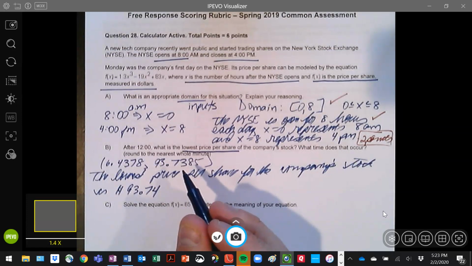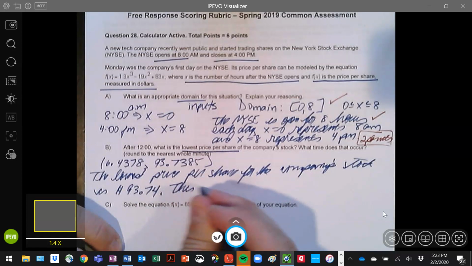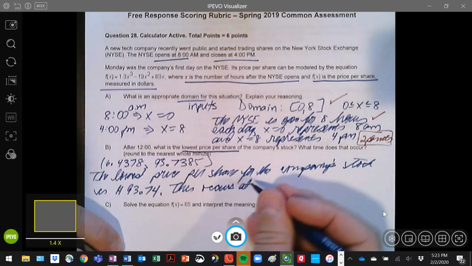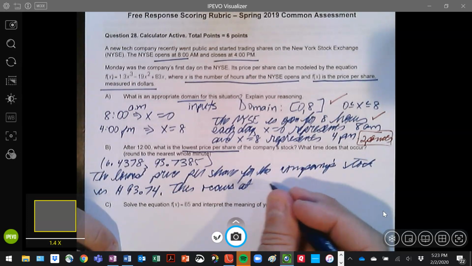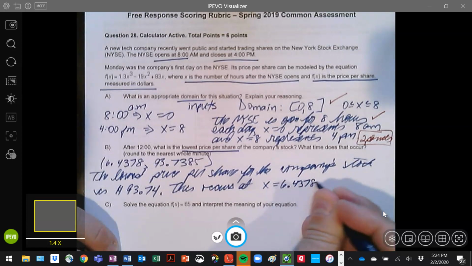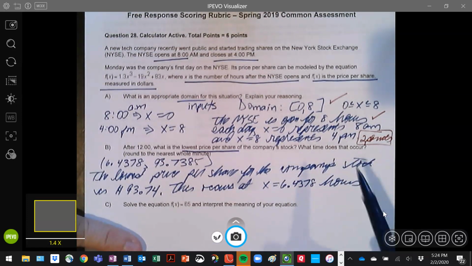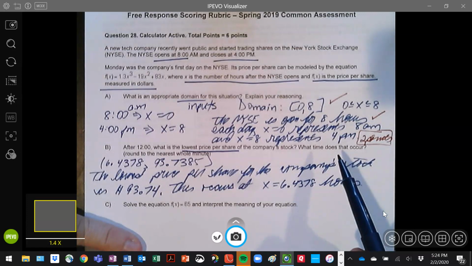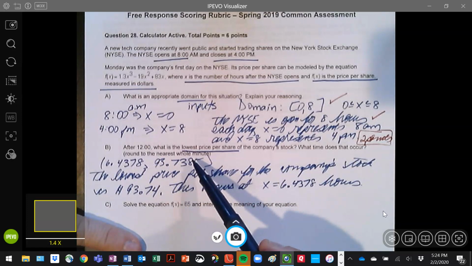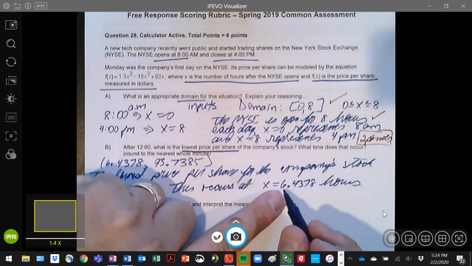Now we want to know what time does that occur. So we'd say this occurs at, what was it? x equals 6.4378 hours. Now, I can't remember how picky we were about this. It says to round the answer to the nearest whole minute. So that's going to be a little bit tricky.